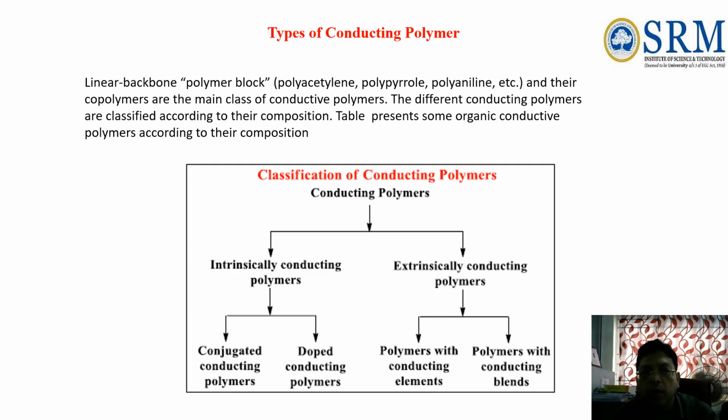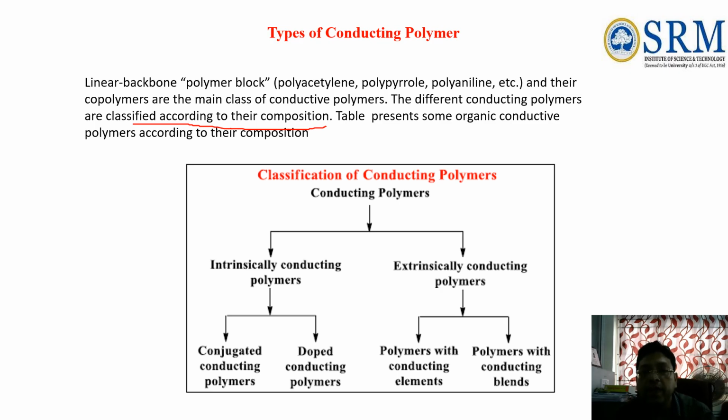Next, we are going to talk about the types of conducting polymer. As we know, a conducting polymer is basically a linear backbone chain with extended conjugation, and the electrical conductivity is attributed to the delocalization of the pi electron over this backbone chain. So the different conducting polymers are classified according to their composition. This table presents some of the organic conducting polymers according to their composition.